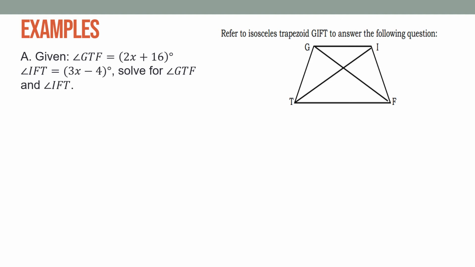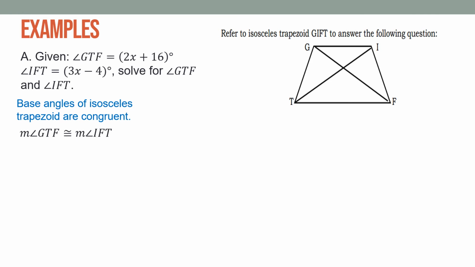Letter A, given angle GTF is equal to (2x + 16) degrees. Angle IFT is equal to (3x - 4). Solve for GTF and IFT. Also remember that the base angles of an isosceles trapezoid are congruent. That is the property we will apply. The measure of angle GTF is congruent to the measure of angle IFT.